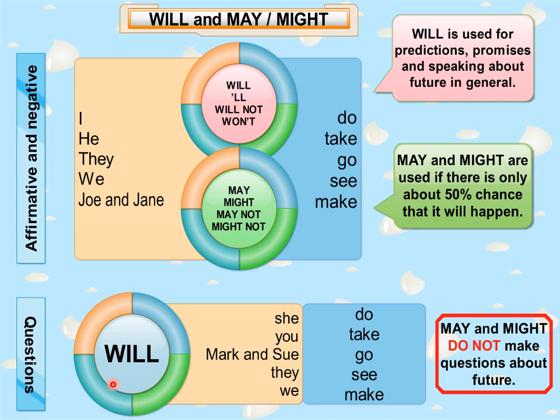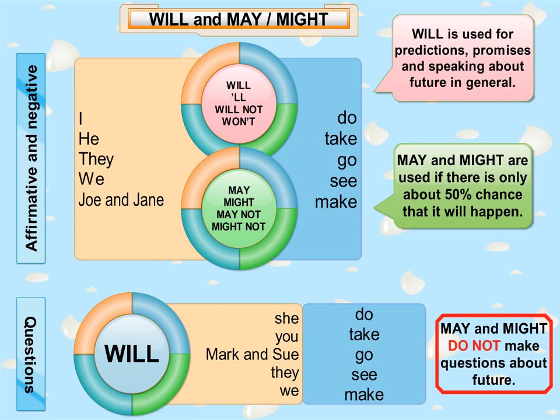Whereas when I'm using will, I cannot guess. I have to be sure. If I say, Tom will be at the meeting tomorrow, it means I am sure of his presence, that he will be there tomorrow.